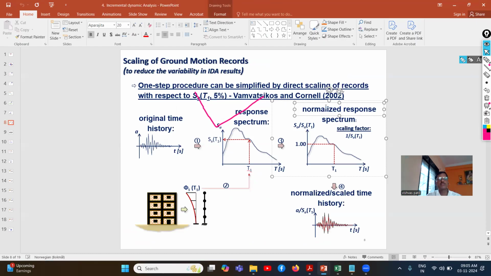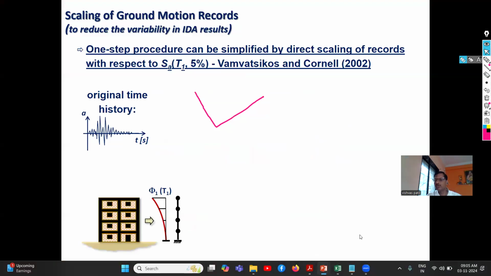the scaling of the ground motions. Now this part is very important, how we do the scaling of the ground motion. As I said previously, scaling is required just to minimize the spread of the IDA curve. Here I will explain the one-step scaling procedure, which is proposed by Vamvatsikos and is available in the 2002 Vamvatsikos paper. So this is scaling with respect to the intensity measure SAT1.